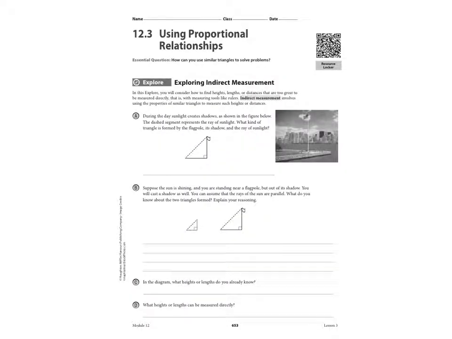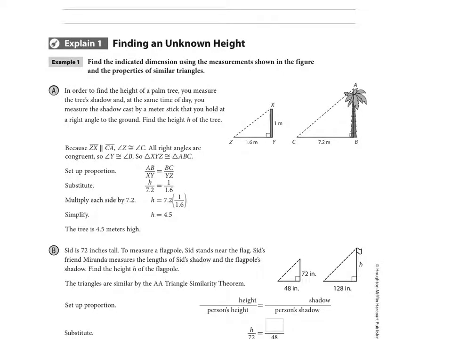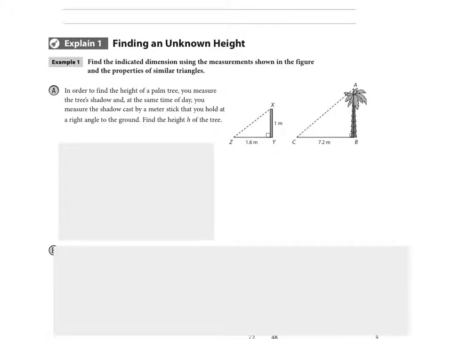Okay, so 12.3 starts on page 653, and they're using indirect measurement to find measures of things that are really hard to measure. One of the ways they do this is with shadows. If you turn the page, they give you a picture and a problem, so let's see how this one works. In this picture, they want to find the height of the palm tree, which would be very difficult to do.